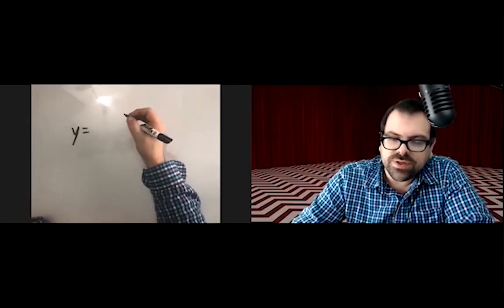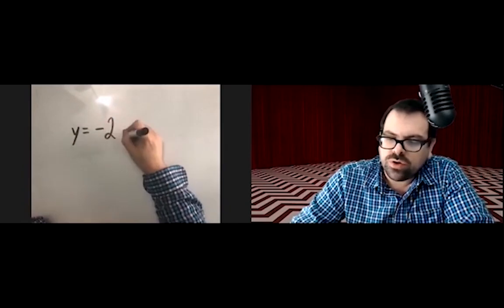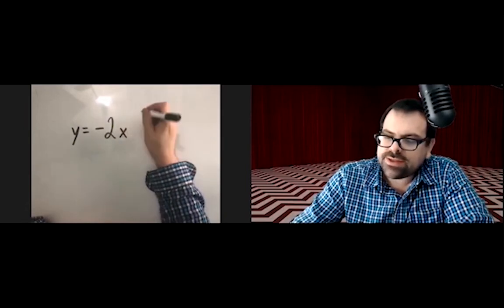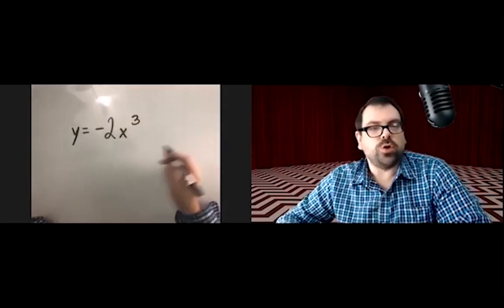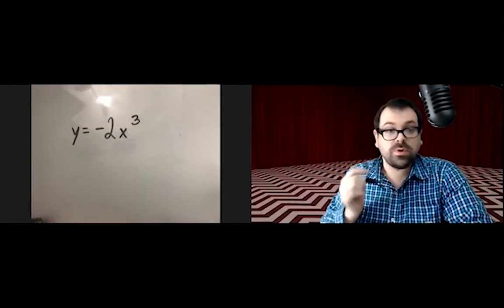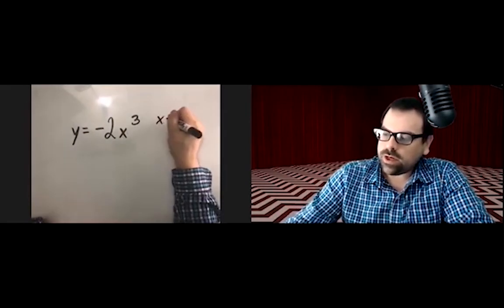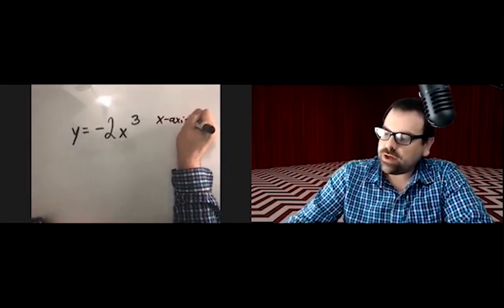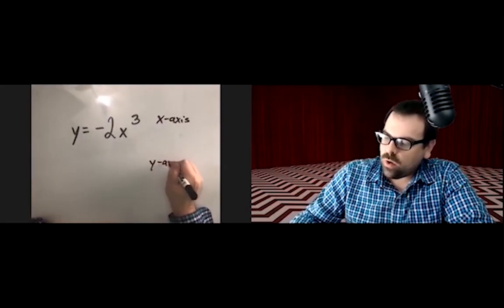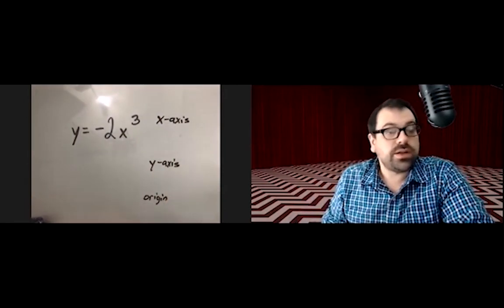Y equals negative 2x cubed. Well, we're going to test for x-axis symmetry. We're going to test for y-axis symmetry. We're going to test for origin symmetry.